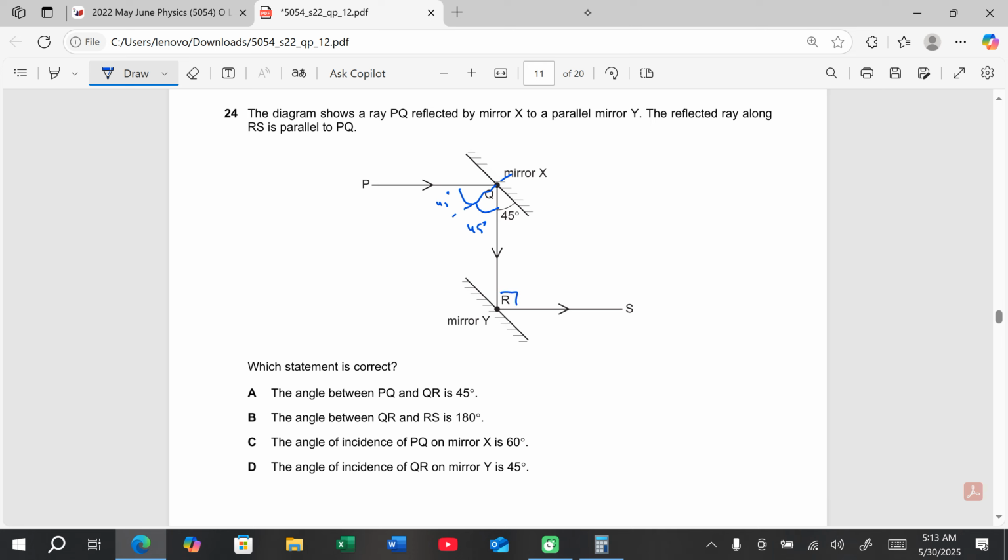The angle of incidence of PQ on the mirror X is 60. No, that's 45. The angle of incidence of QR on the mirror Y is 45. Yes, that's 45, because these two normals will also be parallel, so this is going to be 45 as well.